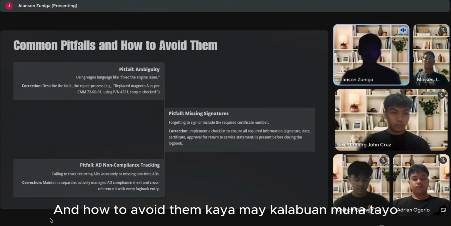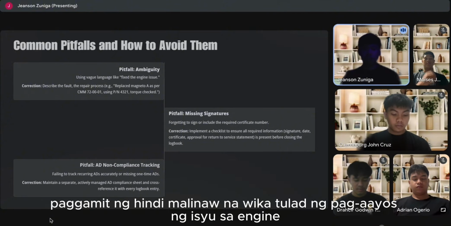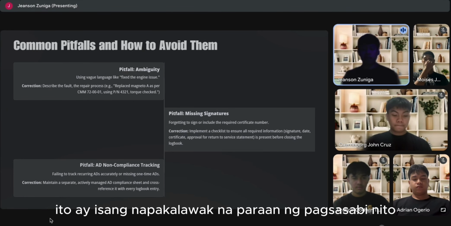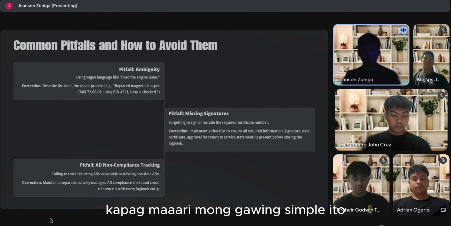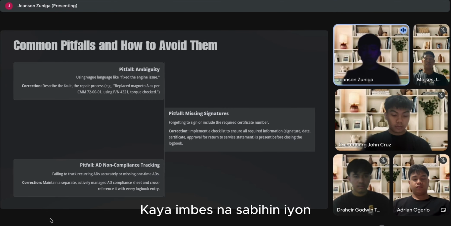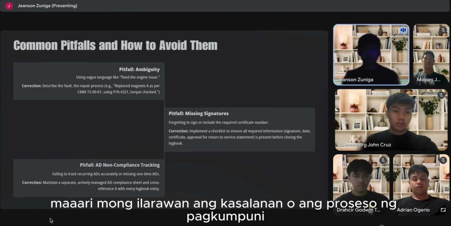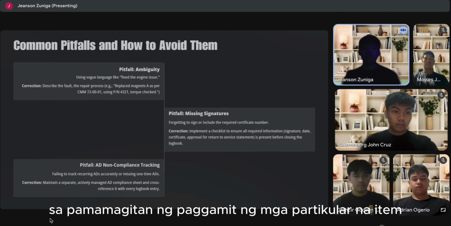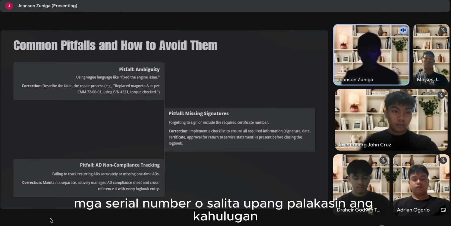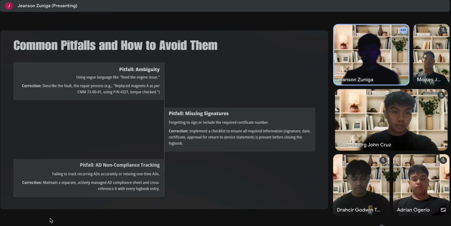First, we have ambiguity. What is ambiguity? Using vague language like "fix the engine issue." It's a very broad way of saying it when you could simplify it. So instead of saying that, we could describe the fault or the repair process by using specific items, serial numbers, or words to amplify the meaning.